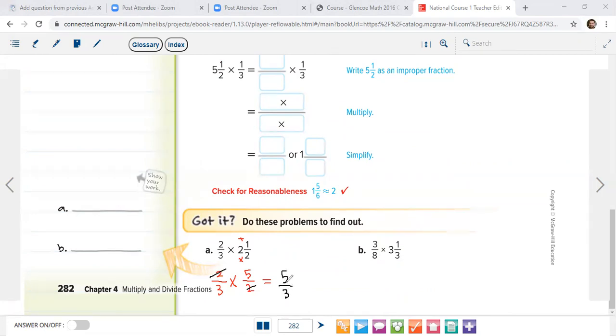And 5 over 3, we don't leave it like this. It's an improper fraction, so we switch it into a mixed number again. 5 contains how many 3's? It contains only 1 with remainder 2, so 1 and 2/3.